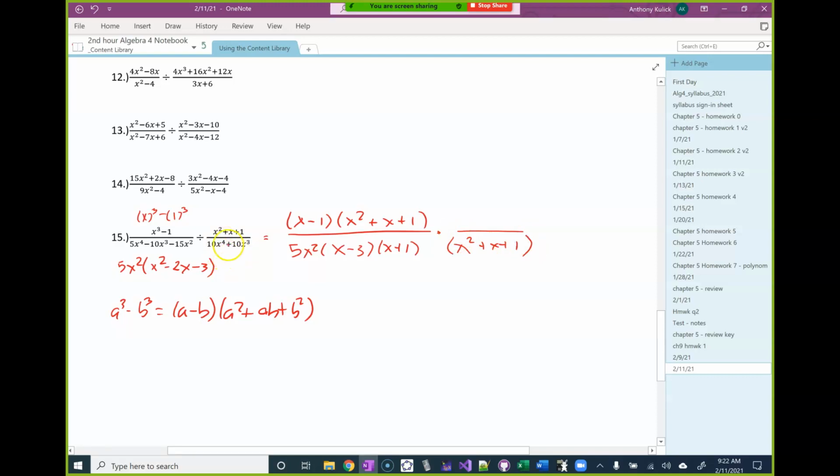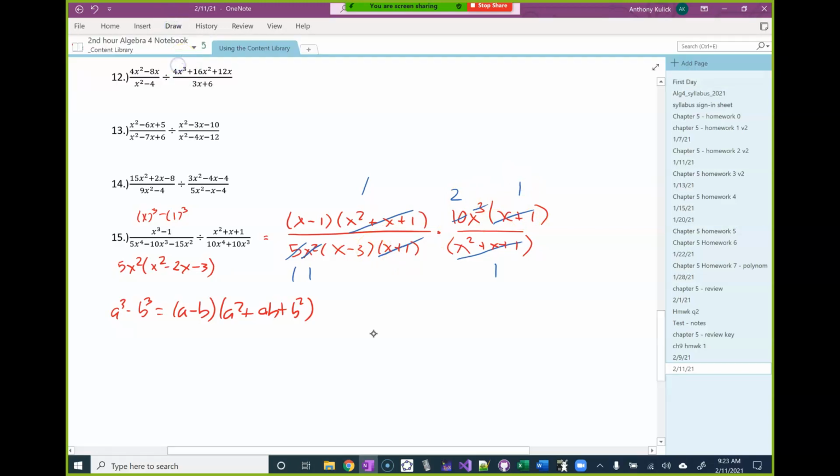And then the 10x to the fourth, 10x to the third as the greatest common factor, leaving me with an x plus 1. So now I'm going to look for things to reduce. I have the x squared plus x plus 1. I have the 5 and the 10 can reduce. X cubed can reduce. And then the x plus 1 can reduce.